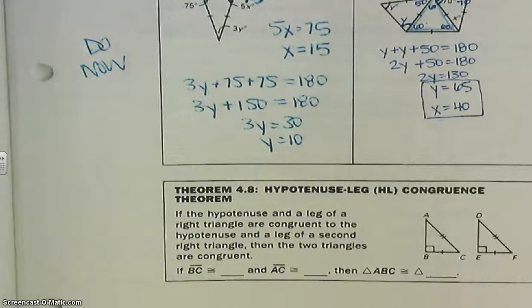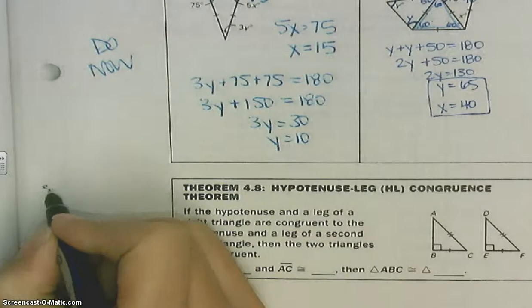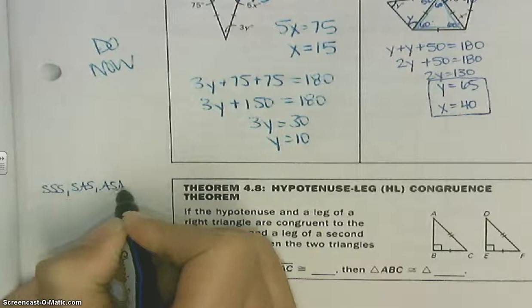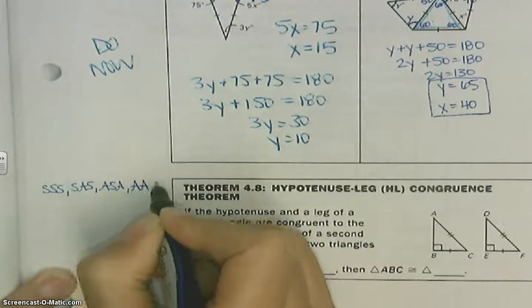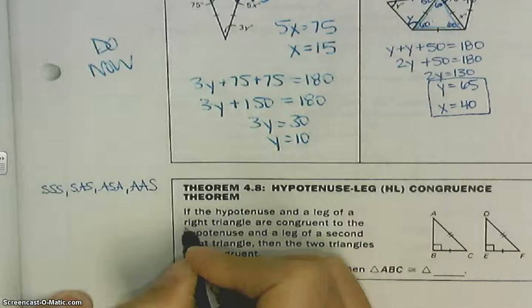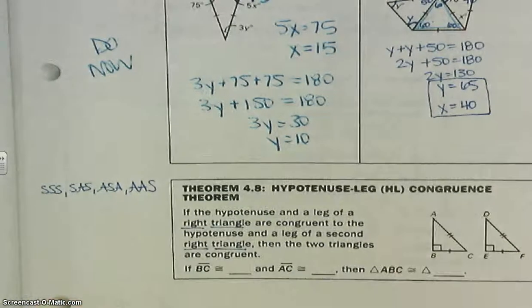All right, this is our last way to prove that triangles are congruent. So previously, we've used side, side, side, side, angle, side, angle, and angle, angle, side. Today, we're learning one that's specific just for right triangles. So underline, star, heart, whatever you have to do.